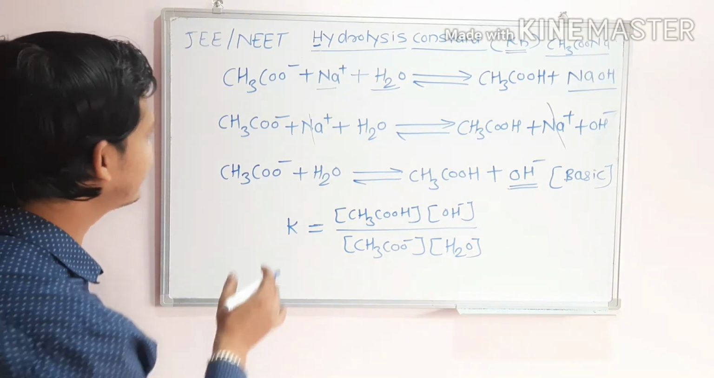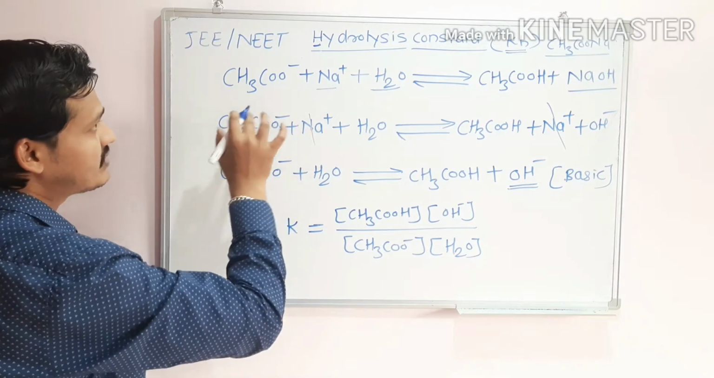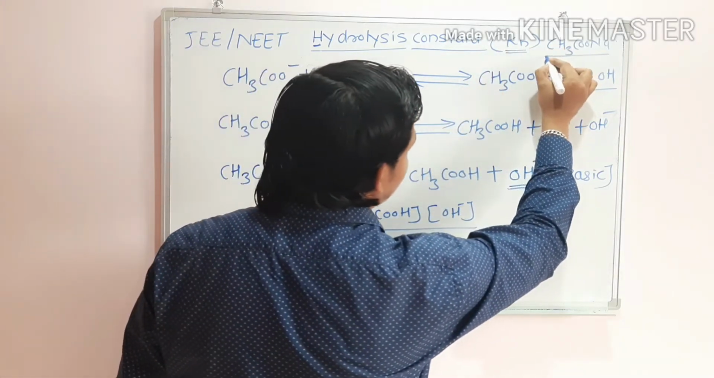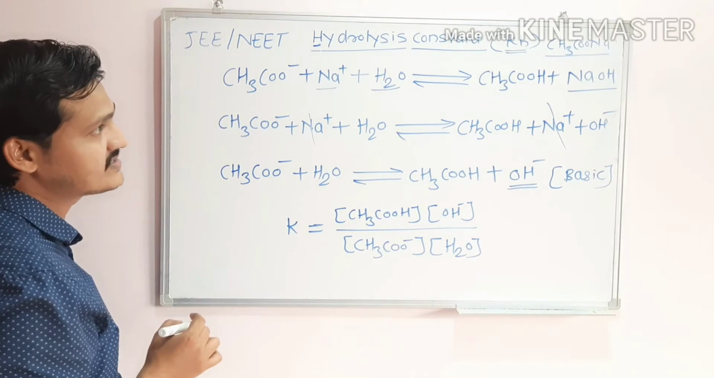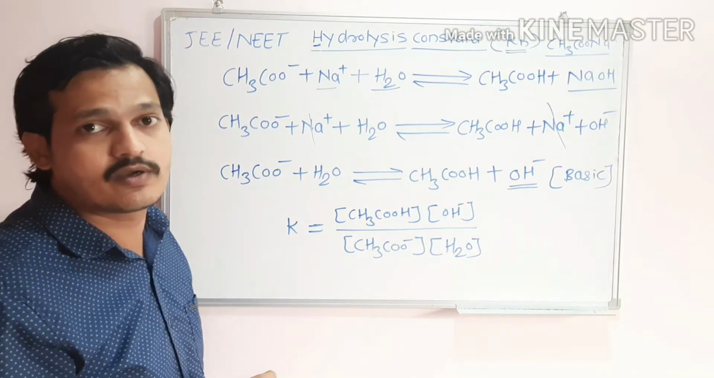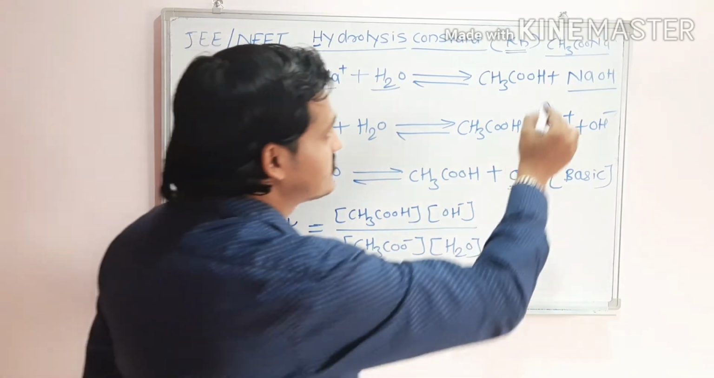I am telling you once again, this is the hydrolysis constant KH for the salt of weak acid and strong base. Weak acid, acetic acid, plus strong base, NaOH. The salt is sodium acetate.